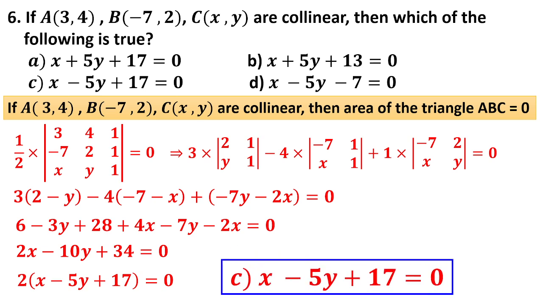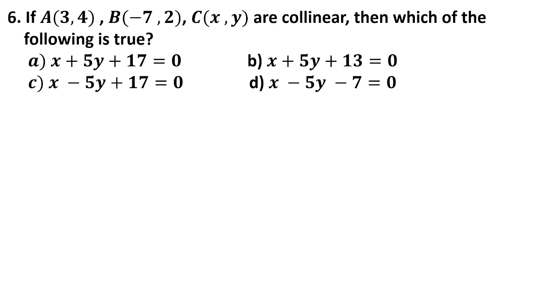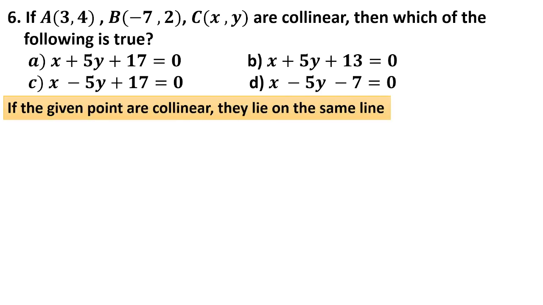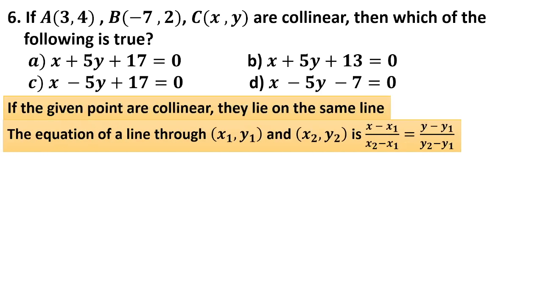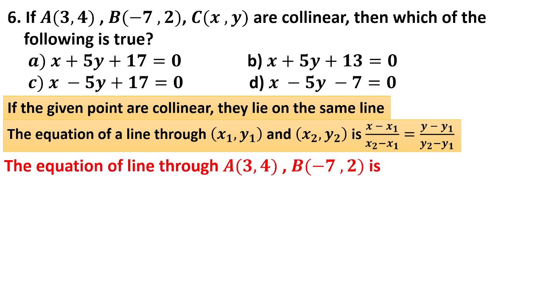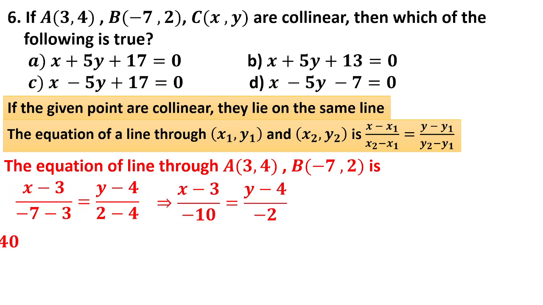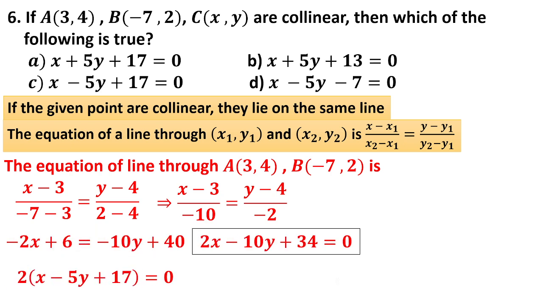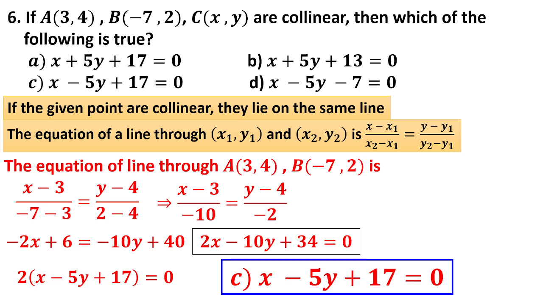Now, suppose you are not interested in using the area of a triangle equal to 0, if you feel this is a little bit lengthy, you can use the other method also, that is from your 11th standard idea, the equation of a straight line passing through 2 points. Because they are collinear, points A and B will lie on the same line, where we can use the formula (x minus x1) by (x2 minus x1) is equal to (y minus y1) by (y2 minus y1). Cross multiply, you can get C as the option.